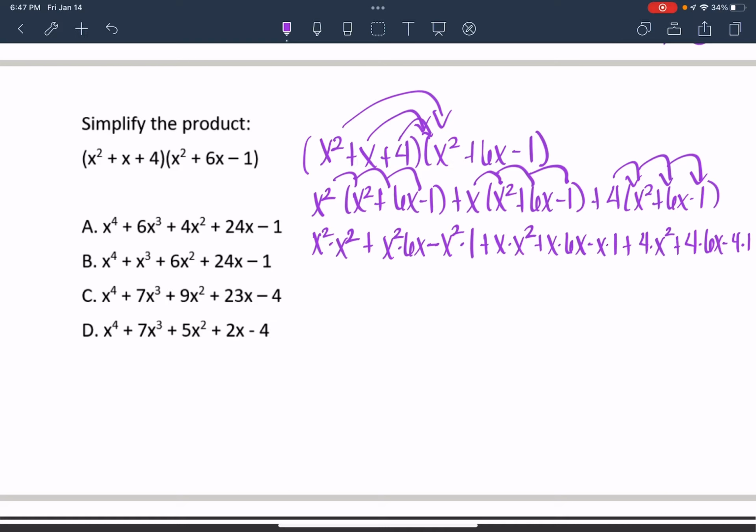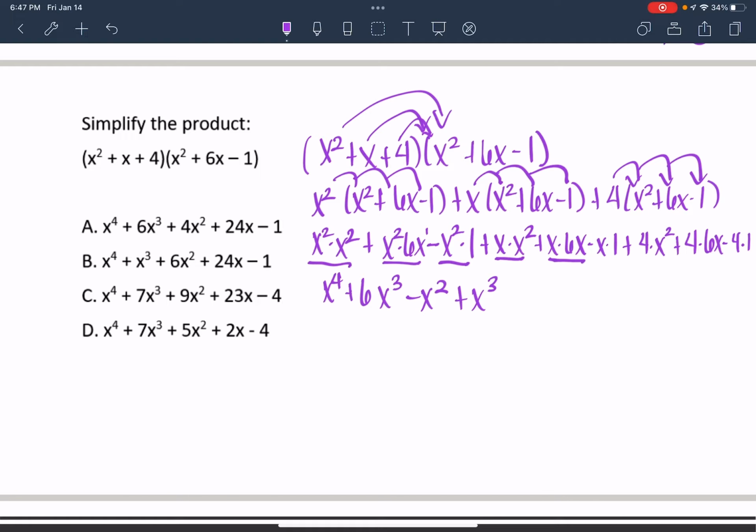Okay, so now I'm going to simplify these using the rules of exponents. X squared times x squared is x to the 4th. Here I have x squared times 6x, so that's going to give me 6x cubed, because x squared, and that's an x to the 1. Now I have x squared times 1, so that's minus x squared. X times x squared is x cubed.